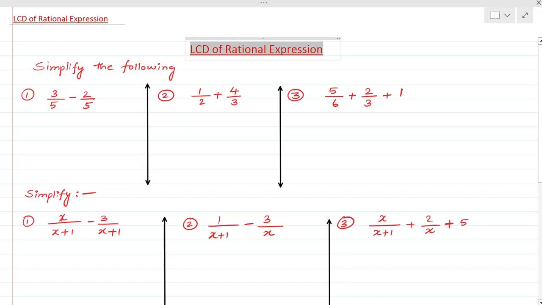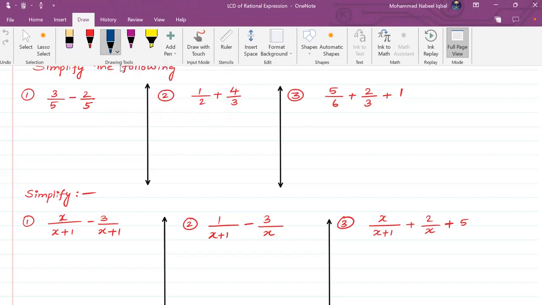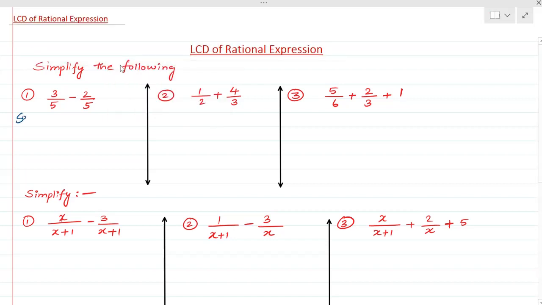In this video, we are going to discuss the simplification of a rational expression with the help of the LCD. So first of all, we start with the numbers. Here we have an equal number. If you have a fraction like this, how will you simplify? There is the same number in the denominator, so we just take it one time, then we simply subtract. Therefore the answer will be minus 1 over 5.